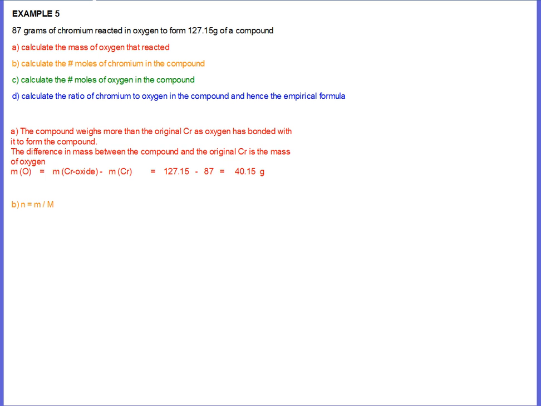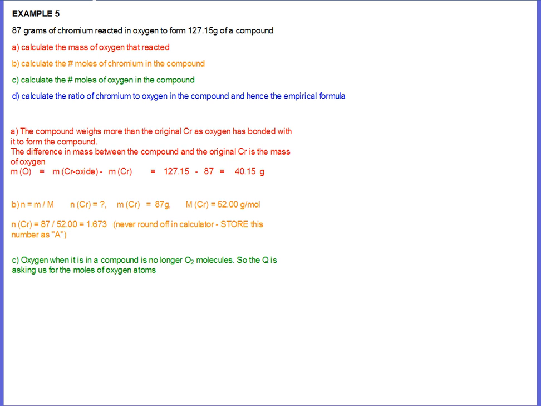Part B, we've got to find the moles of chromium we had that reacted. So how many moles of chromium are in this compound? Well, once again, number of moles equals mass over molar mass. We don't know the moles of chromium, so we're going to try and find out. We do know from the question that we have 87 grams of chromium, and from the periodic table, the molar mass of chromium is 52 grams per mole. So now we can substitute. Number of moles of chromium is 87 grams divided by 52 grams per mole, which means we've got 1.673 moles of chromium in this particular compound we've made. And once again, we don't round off. Once again, I'm going to store that in my calculator as A.